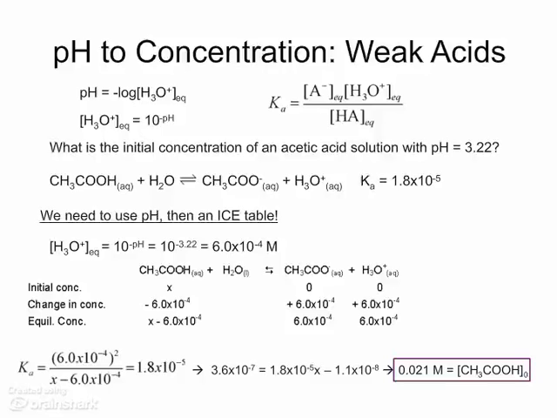concentration of acetic acid. So we say that Ka is equal to 6.0 times 10 to the minus 4 squared divided by x minus 6.0 times 10 to the minus 4, and that's equal to the given value of Ka. If we solve for x, we get 0.021 molar, and that's the concentration of our acetic acid solution.